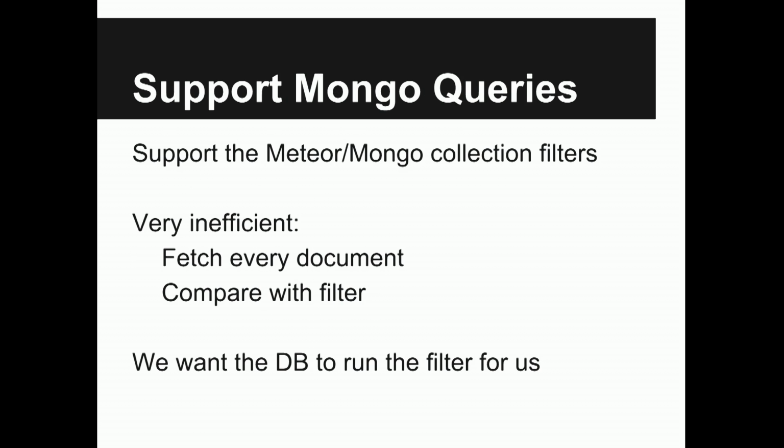Currently, the Redis experiment supports the same Meteor and Mongo filters and queries. So the code is completely unchanged. The bad news is that it's incredibly inefficient. In order to do that, you have to fetch every key, fetch every document individually, and run the filter using the mini Mongo code. That is very slow, really wouldn't scale, and is only useful as an experiment. So it tells us that we want the database to run the filter for us.